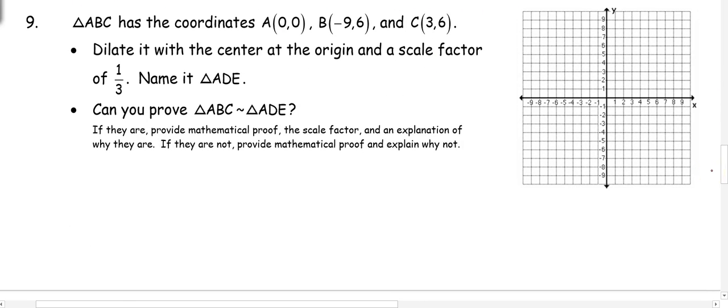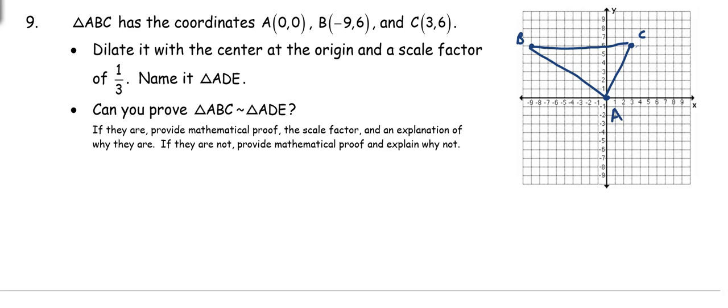Number 9, ABC has the coordinates A 0, 0, B negative 9, 6, C 3, 6. Dilate with the center at the origin of the scale factor of 1/3. So first I'm going to draw this picture. So I have A is at 0, 0, B is at negative 9, 6, and C is at 3, 6. So I have my first triangle.